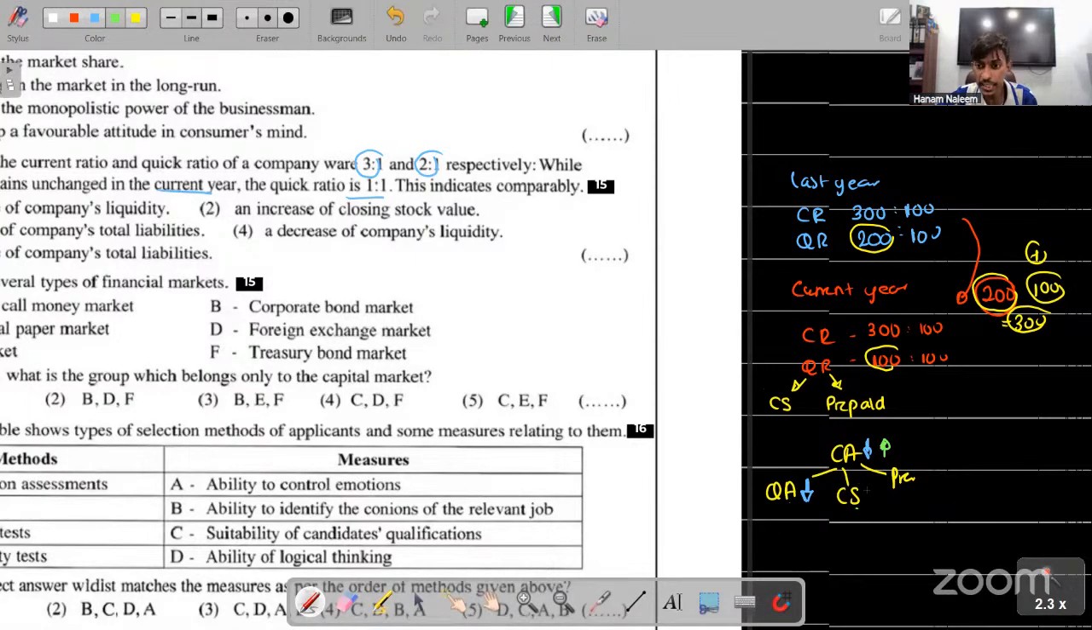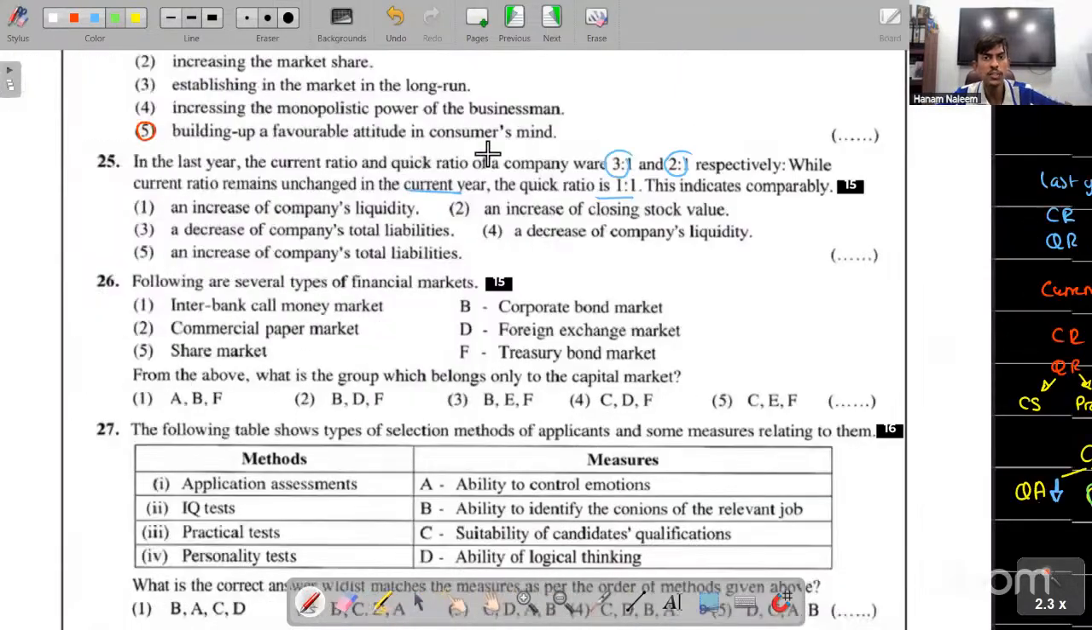Now what you have to increase is either the closing stock or the prepayment. When you increase either of these, current assets will increase. Quick assets, no impact, because for closing stock and prepayment there won't be any impact on quick assets. So if there's no impact, it means either your closing stock should increase or prepayment. So we'll see the options here. There is one option, yes, increasing closing stock. The second one is the answer.